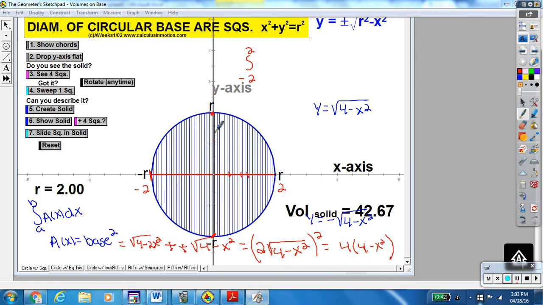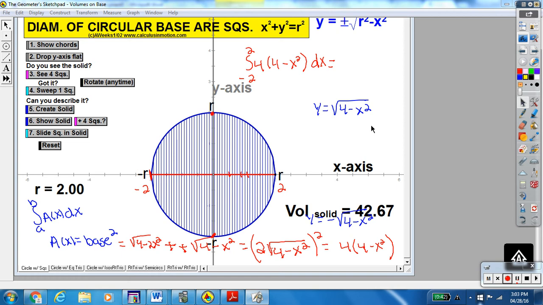The area of each square depends on which x point we're on. And the distance from the top to the bottom we agreed was 2 square root of 4 minus x squared. When you square that, because this is a square, the area is the base times the base, we end up getting 4 times (4 minus x squared) dx. And you're simply going to put that into your calculators, Math 9 this, and you should get that the answer is 42.67. And that's it. That's how you do these.